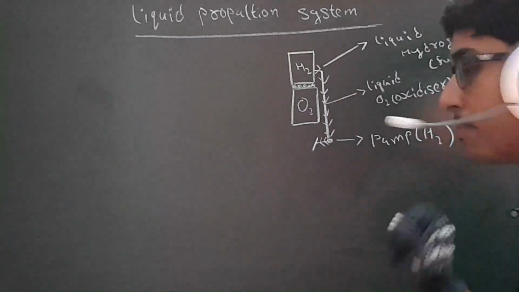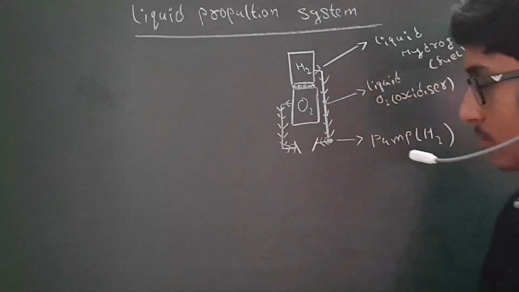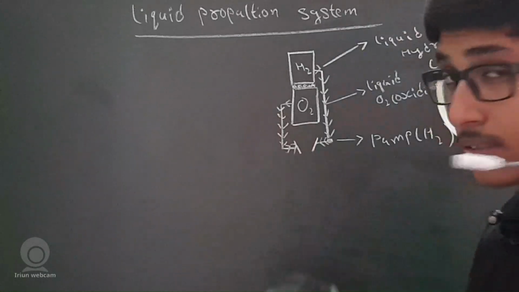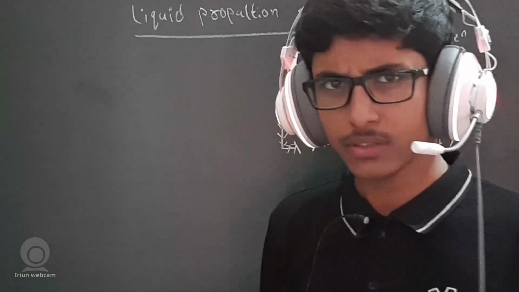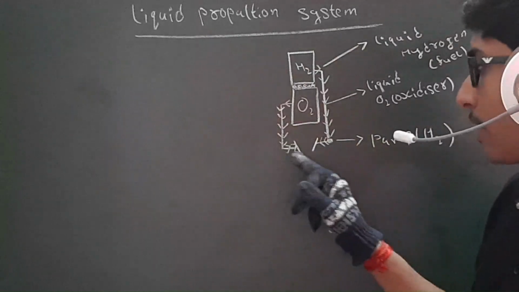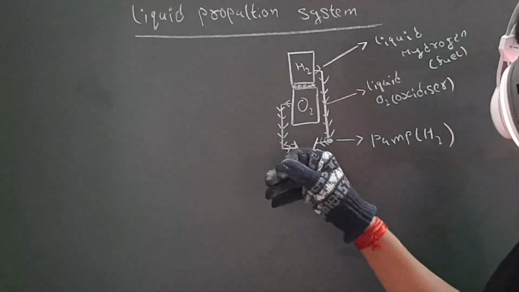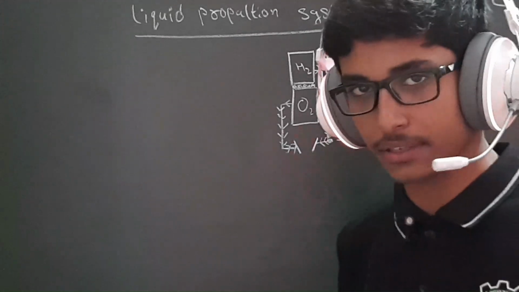So I'm marking here pump H2. This will be the pipeline and the flow of liquid oxygen towards the combustion chamber. And now, one more special thing: there is an intuition and there is a special kind of technique which is used. First, let's talk about the technique. Both are fired at a specific angle, so the flow of liquid hydrogen and the flow of liquid oxygen intersect each other at 90 degrees.